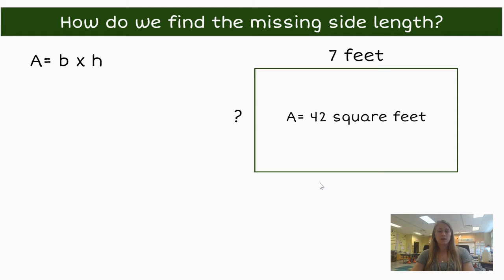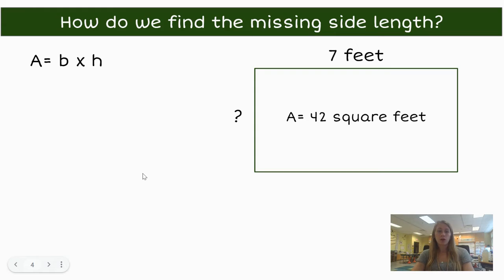Now, how do we find the missing side length? So let's look at this problem here. We are given the area. It tells us area is 42 square feet. So now I know how big the inside of my shape is, but I don't know my side length, my height up here. I only know my base of 7 feet. So this is where that puzzle piece comes into play. We have to figure out what this missing piece could be.